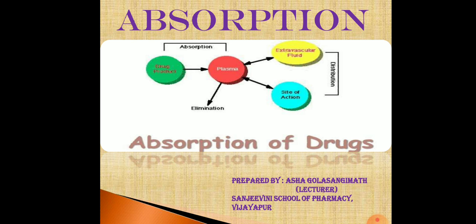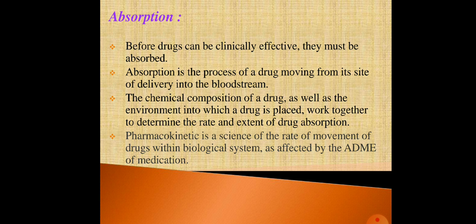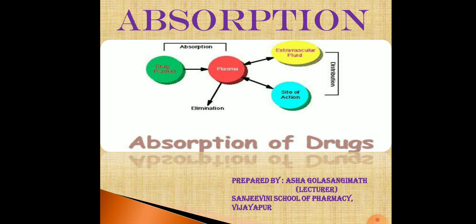Today we are going to discuss the absorption of drugs. This absorption is included in the pharmacokinetic processes. Pharmacokinetic means what? It is the process of ADME, that is, absorption, distribution, metabolism, and excretion of the drugs. What happens to the drug in the body is called pharmacokinetics. So now we are going to study these ADME processes.